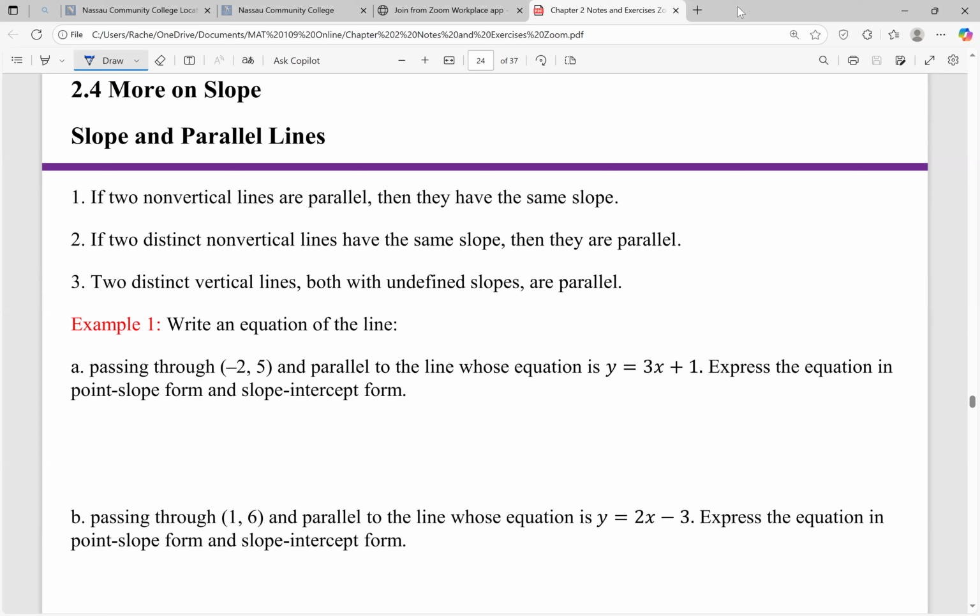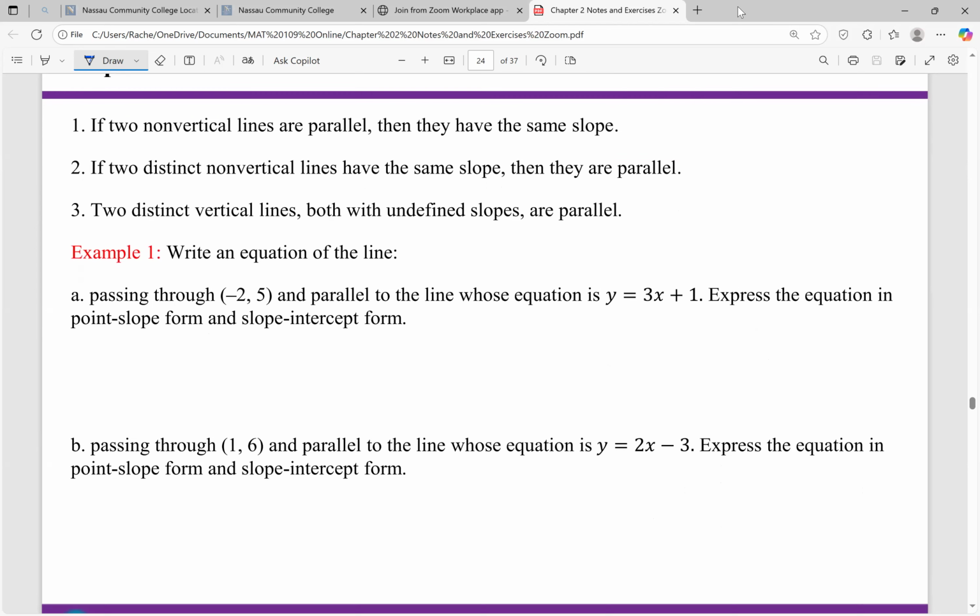If two non-vertical lines are parallel, then they have the same slope. If two distinct non-vertical lines have the same slope, then they are parallel. Two distinct vertical lines, both with undefined slopes, are also parallel.